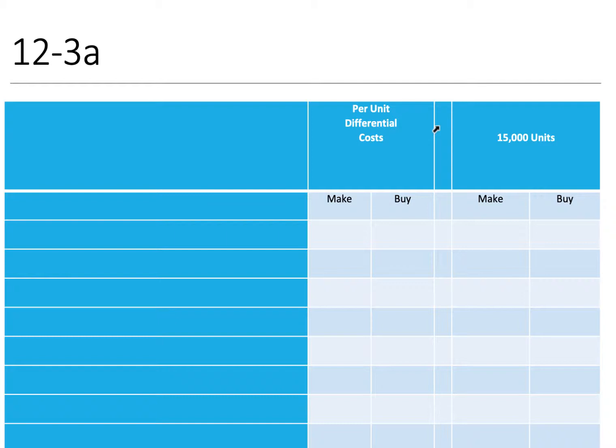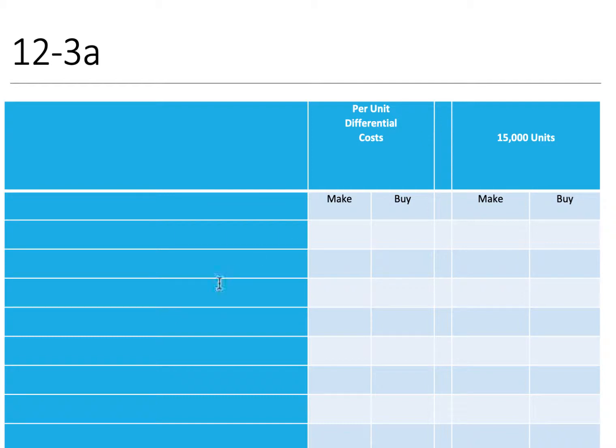And we have the costs on a per unit basis, as well as for the total 15,000 units that they need. So part 1 says, assuming the company has no alternative use for the facility that is now being used to produce the carburetor. That's important because there's no opportunity cost that we have to consider. They want us to determine what the financial advantage or disadvantage is of buying 15,000 carburetors from an outside supplier.